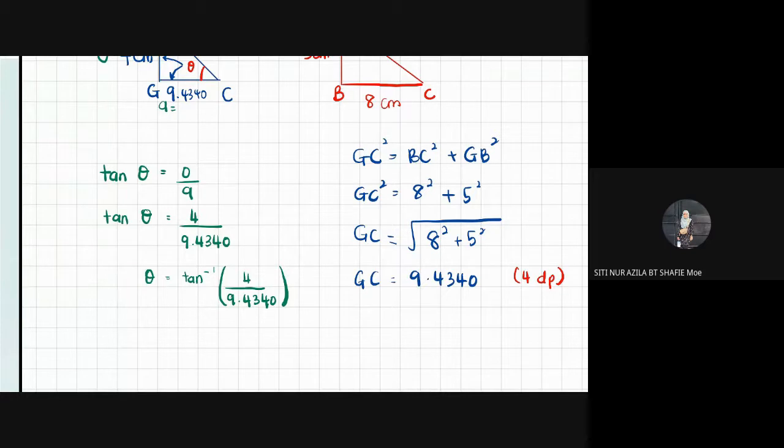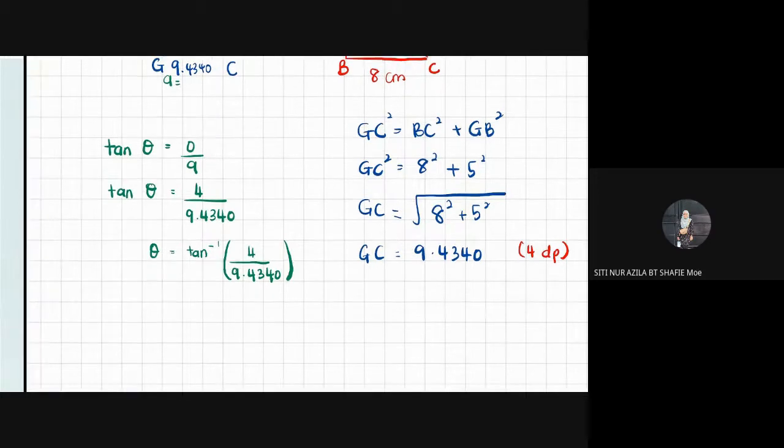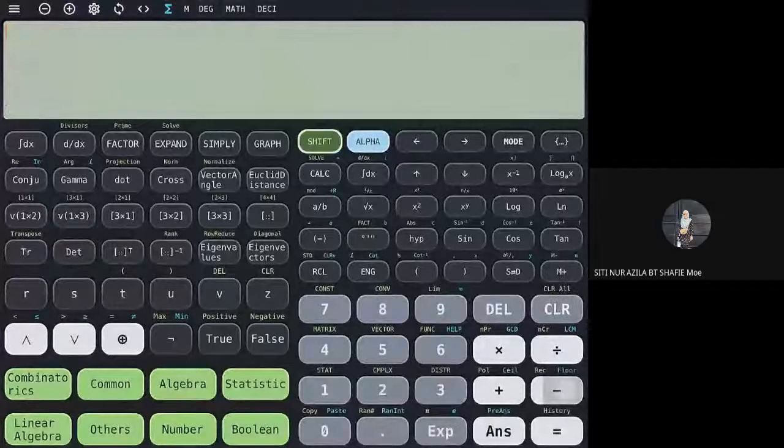Okay, how to press tan negative 1 on your calculator using the shift button. Shift tan. Shift, okay, shift button, tan. Tan negative 1.